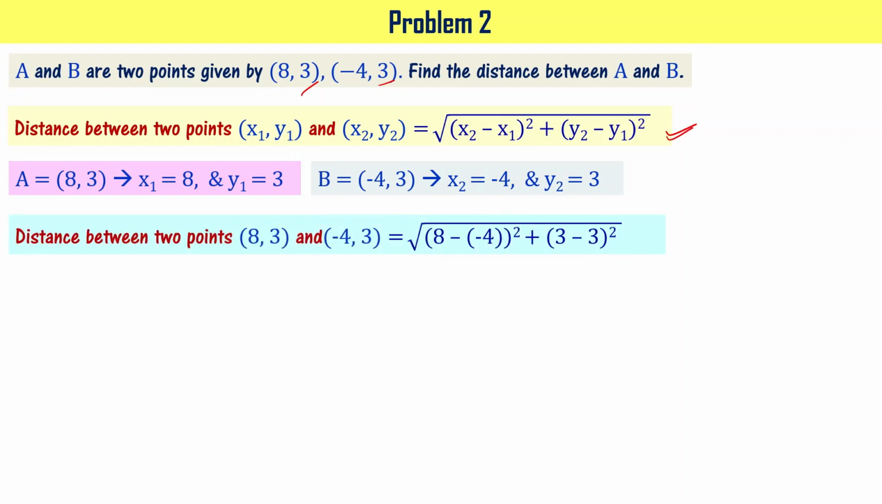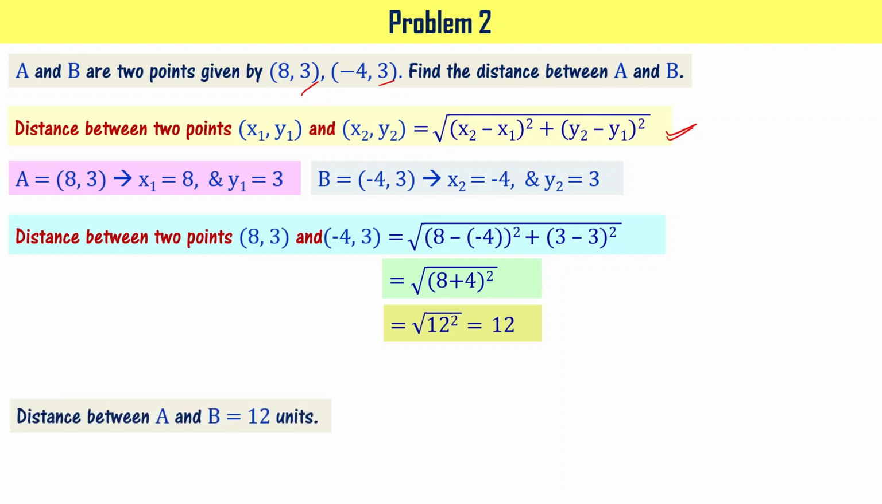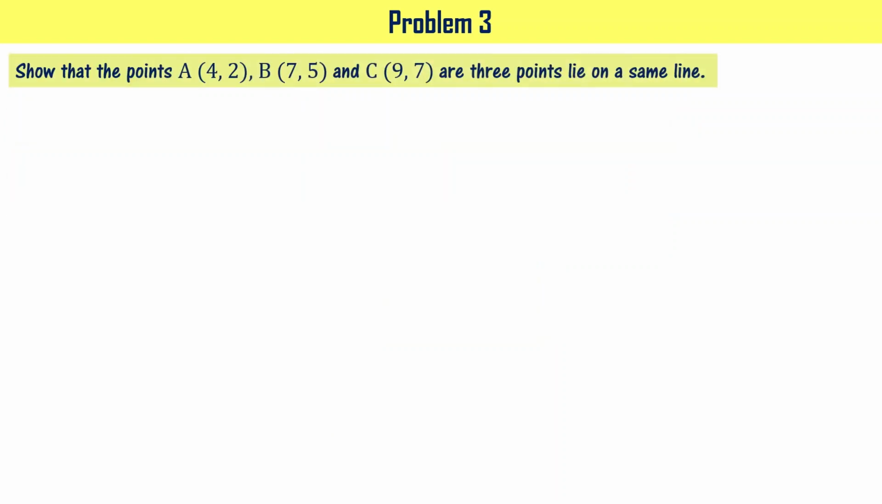When you substitute these into this particular formula, you can get the distance between 2 points 8 comma 3 and minus 4 comma 3 as square root of 8 minus minus 4 whole square plus 3 minus 3 whole square. When you simplify it, you get the answer as 12. So the distance between A and B is 12 units. This is what we are asked to find. Let's go to the next problem.